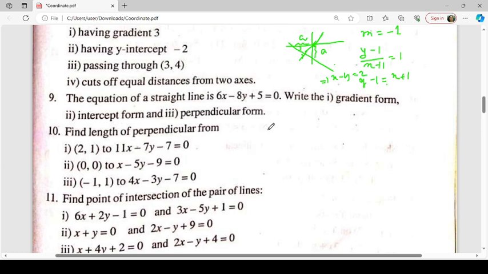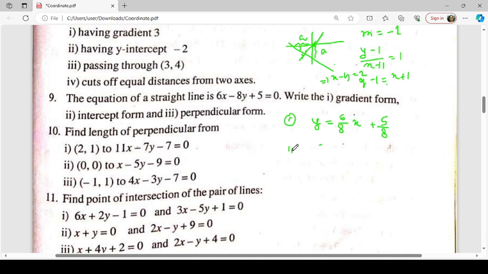So for number 9, the solution in gradient form is y is equal to 6 by 8 x plus 5 by 8. So this is the gradient form.